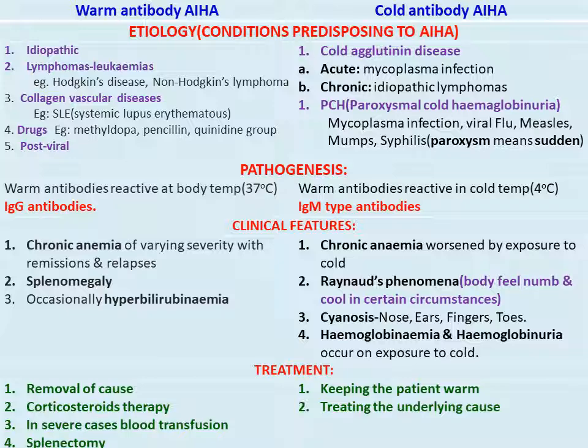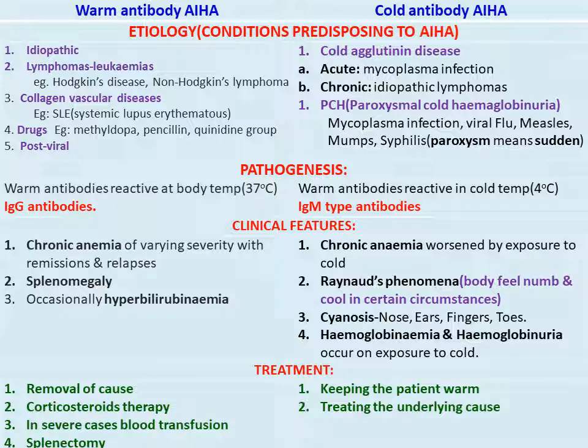Then treatment for these two. For warm antibody AIHA: removal of the cause and corticosteroid therapy. In severe cases, blood transfusion is recommended. Then splenectomy, removal of the spleen. So these are the four treatment methods used for warm antibody AIHA.